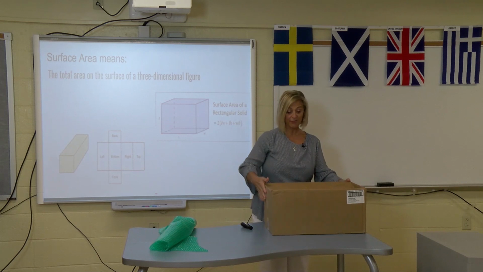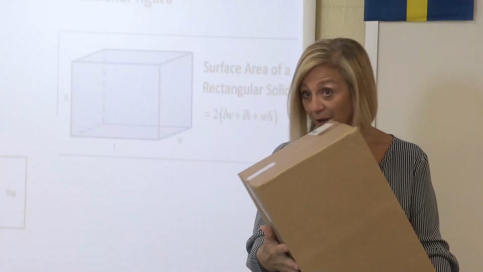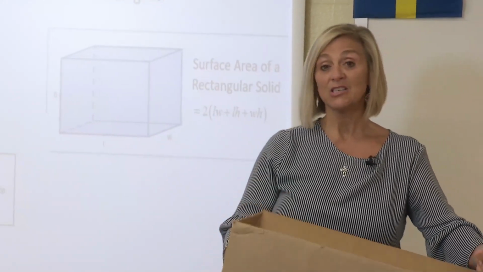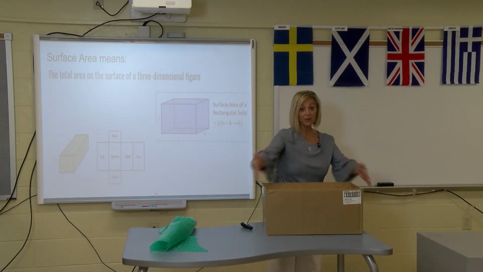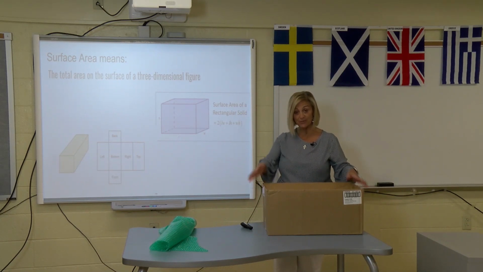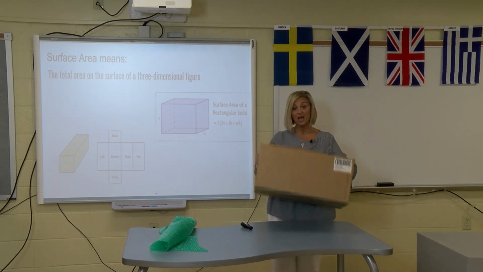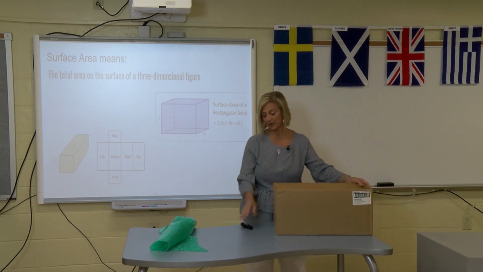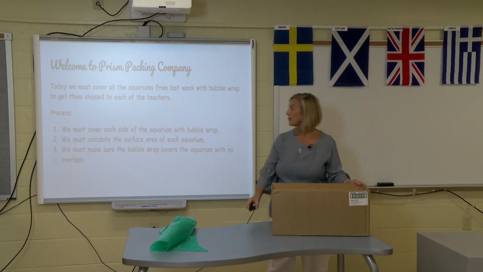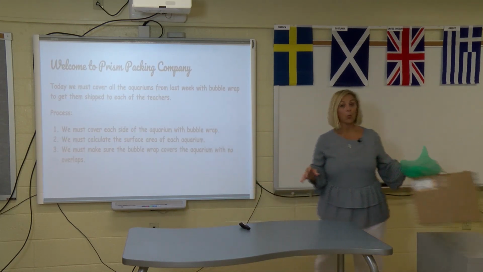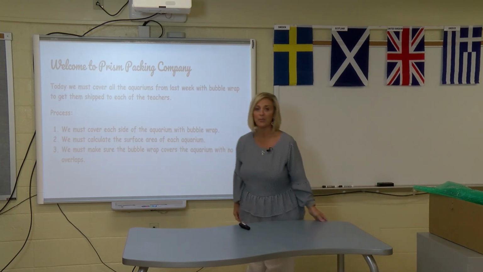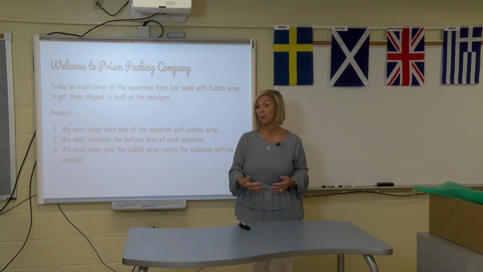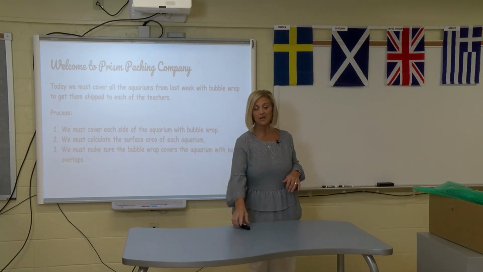So remember, we have top, bottom, front, back, and then the two sides. Today we're going to learn how to figure out the area of all these different shapes and all these faces of a prism, and we're going to add them all together to find the total surface area. Today, welcome to the Prism Packing Company. Last week we had some aquariums, and we need to find out how much bubble wrap it's going to take to cover those aquariums. Let's get started.